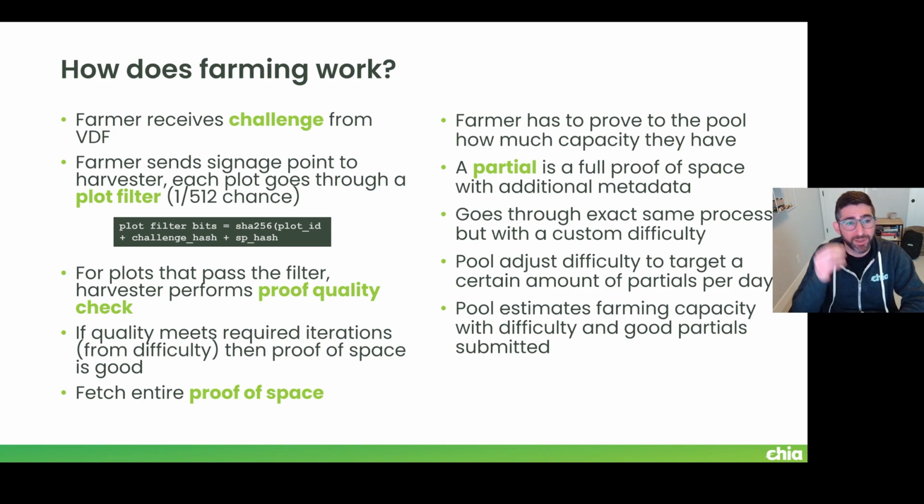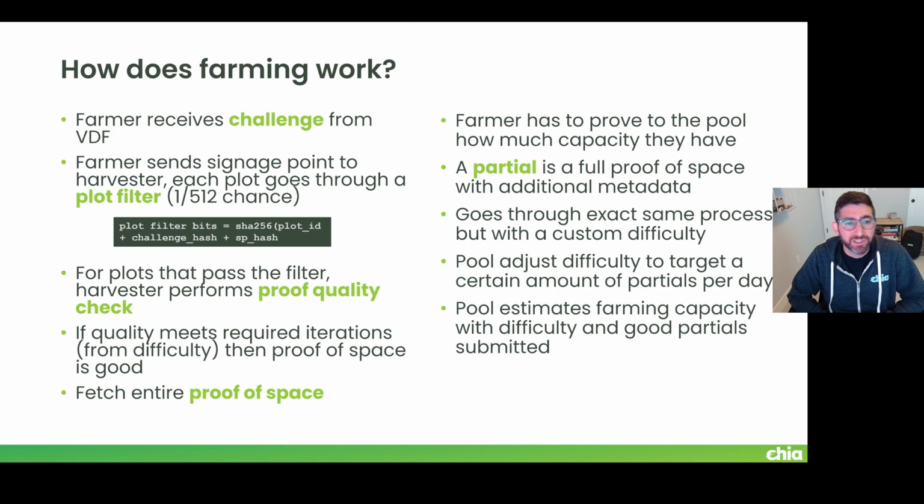In farming, the farmer is going to receive a challenge that comes from the VDF, or the Time Lord is going to send the verifiable delay function. The farmer is going to send these signage points to all the harvesters, and the harvesters are going to go through this thing called the plot filter. The whole idea of the plot filter is to reduce the amount of I/O to the drive. In Chia, the constant is set to 512, so you're reducing the I/O by a factor of 512.